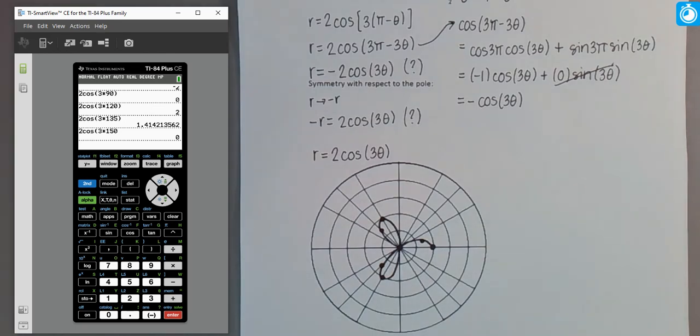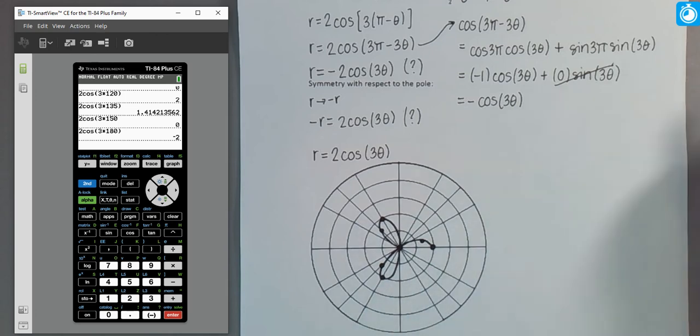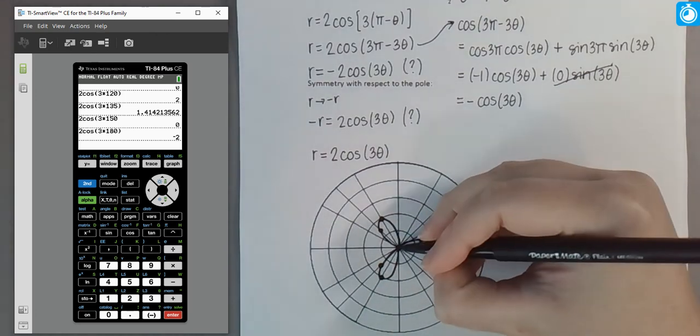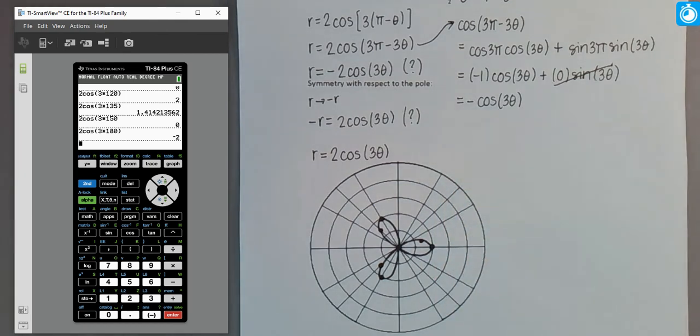So what's going to happen when we get to 180? So 2 times the cosine of 3 times 180 is going to take us to negative 2. Okay, so what does that mean? Well, we're at 180, but negative 2, which means from where we were, we rotate back to this point, and notice that finishes that loop.